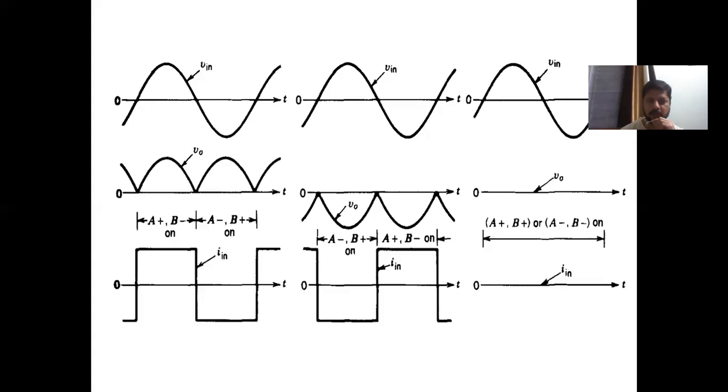If you want the output voltage to be negative in both the half cycles, the switches to be turned on are A minus and B plus during the positive half cycle and A plus and B minus during the negative half cycle. And if you want zero output voltage, you are turning on either A plus and B plus or A minus and B minus. So basically you can have either positive output voltage in both the half cycles, or negative output voltage in both the half cycles, or zero voltage in both the half cycles.